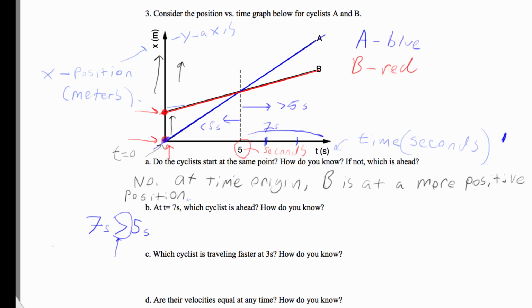I've got a little spray paint tool, I'll use that. Airbrush. I'm going to do it yellow. So this area, made yellow, I know that that's all after 5 seconds. And if I know that 7 seconds is after 5 seconds, I know we're talking about this orange area. And in this orange area, who's ahead? The blue cyclist is ahead, because I know that at 5 seconds, the blue line got ahead of the red line. So anytime after 5 seconds, blue is ahead. So at 7 seconds, that's after 5 seconds, blue is ahead.